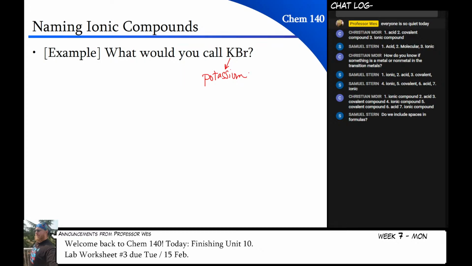Again, don't capitalize. Is it a fixed or variable charge? Well, potassium always forms this ion, right? So we do not need Roman numerals. Again, if you do this, Canvas will mark it wrong because it's not expecting that. So be mindful of that. Don't put in parentheses unless it is a variable charge. And then what is this? This is bromine, but we use the ide form. And so the name of this would be potassium bromide.